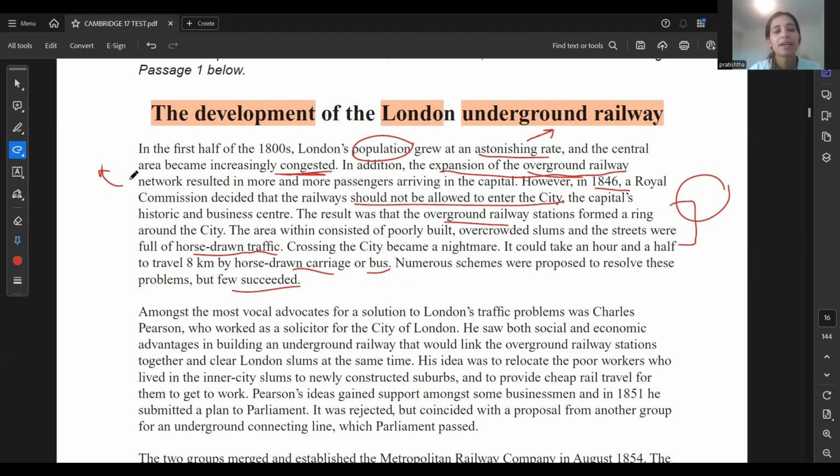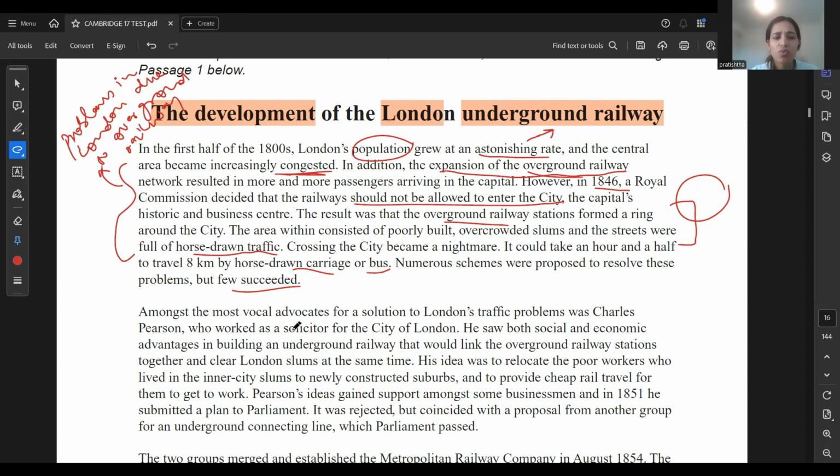So from this first paragraph, I can figure out the main idea was the problems in London due to overground railway. So we are in the first paragraph just discussing these problems.